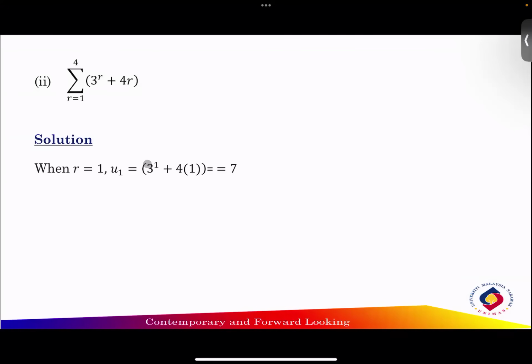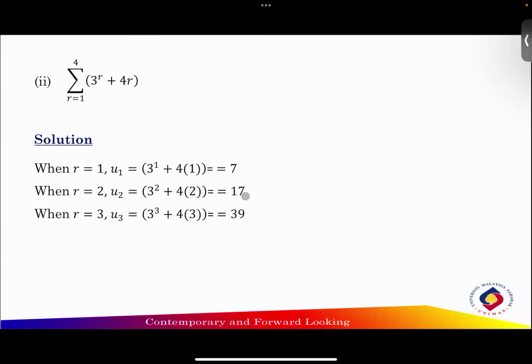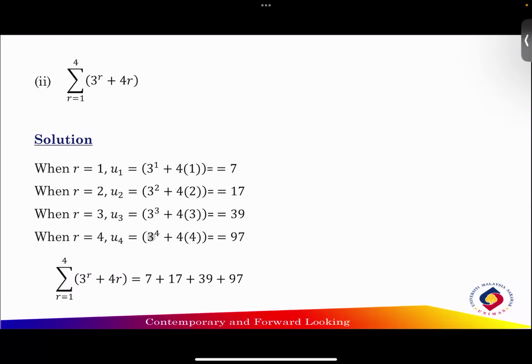So r is equal to 1, u1 equal to 3 power of 1 plus 4 power of 1, which is equal to 7. Okay, r equal to 2, u2 is 3 power of 2 plus 4 power of 2, equal to 17. And then when r equal to 3, you get 39. And then r equal to 4 gives 97. So the series is 7 plus 17 plus 39 plus 97. Okay, so this is how you write in series.